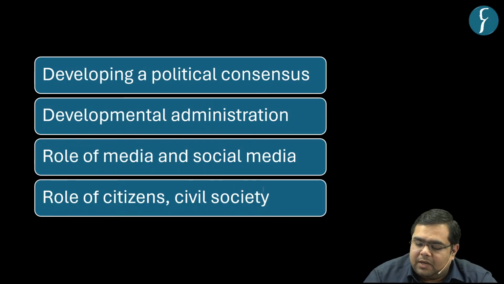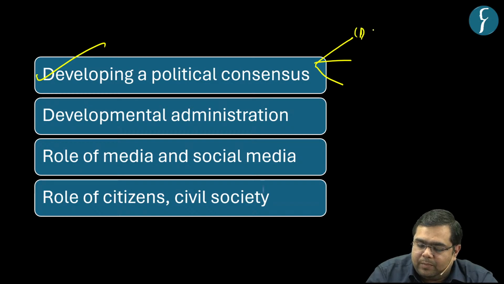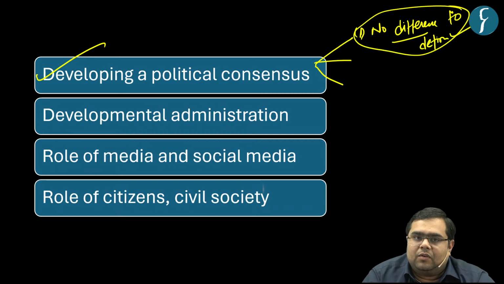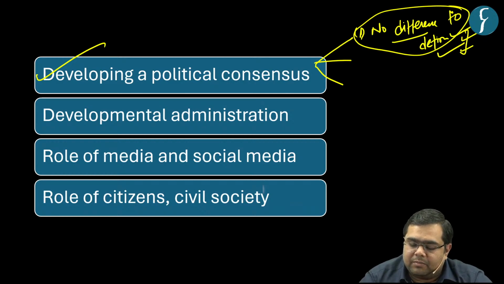And from the developmental point of view, there needs to be a political consensus, first, that there should be no differences when it comes to defining terrorism. There cannot be a dual policy of one man's terrorist is another man's freedom fighter. A terrorist is a terrorist. America usually differentiates between good terrorist and bad terrorist. So there should be a global political consensus as well as a national political consensus.